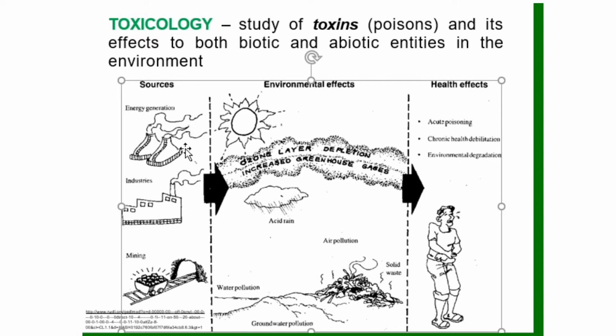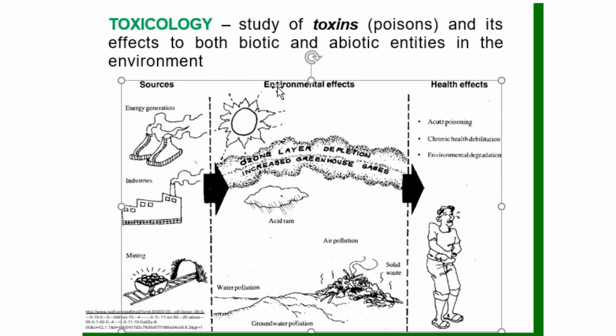So these are the sources in the left column, left side. So let's say we have energy generation, we have the coal plants, for example, to be specific. We also have industries, factories, mining companies, the production of, what, mining, pagmimina. So technically they're using so many chemicals in order to mine. So what are the effects? These are the sources. Let's say we have environmental effects and health effects for the human person as well as for the environment.